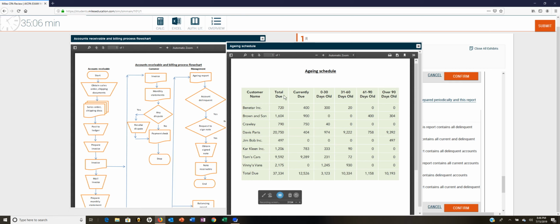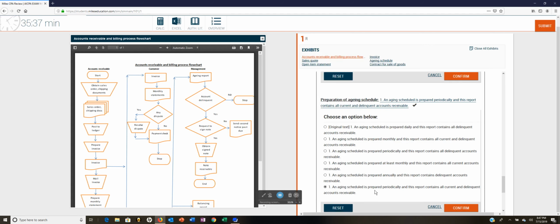And here we go: total due, currently due, 0 to 30, 31 to 60, 61 to 90. So definitely it shows current and older than that. So all the accounts are shown, both delinquent and current. There's no information here about when this is done. So based on that, I am going to go periodically. Okay? All right.